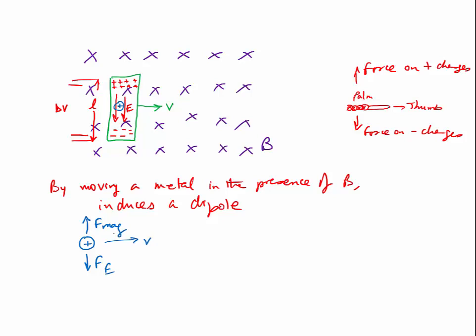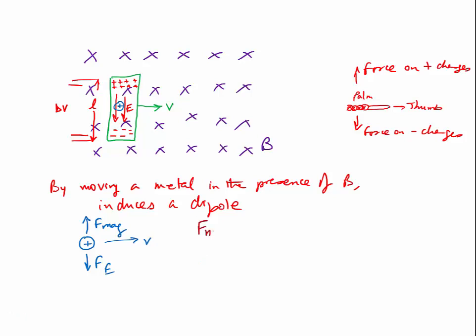and equilibrium will be defined by these two forces, F magnetic and F electric, being equal to each other, so that the charge that's free to move, that's sitting in the middle, is happy to be sitting in the middle because it's now in equilibrium based on the two forces. All right, let's now put this together with some equations.